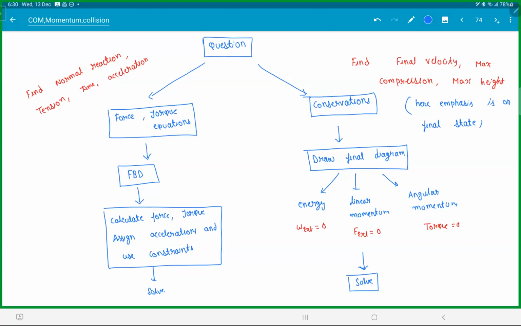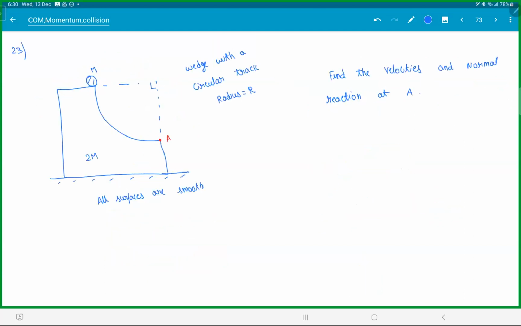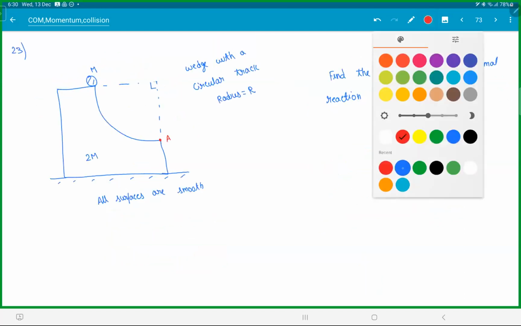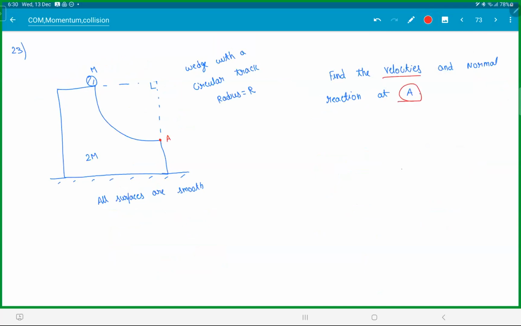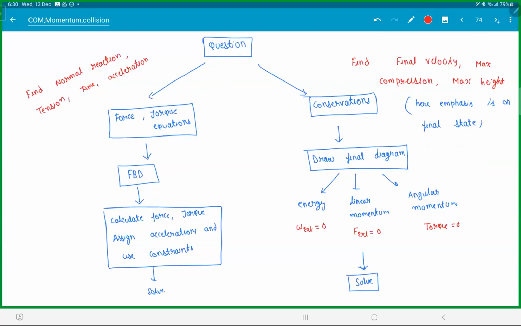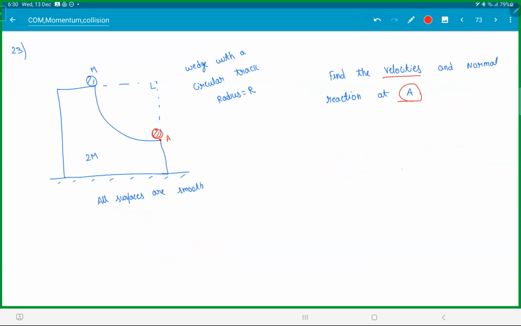Sometimes you have to use both in combination. For example, look at this. What did I ask you? Find the velocities when you reach point A. It means you are interested in the velocity when the ball reaches here. I don't care what is happening in the middle. You're only bothered about what happens finally. Doesn't it look like conservations? Which conservation to use, I have no idea yet, but I get this much idea that I have to use conservations.